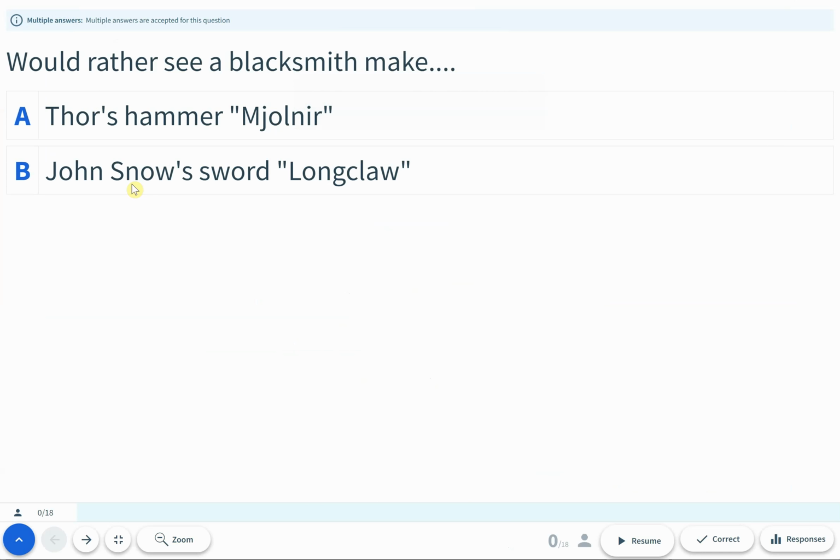We're going to go through our learning objectives, but first, the most important question of the day is, would you rather learn about deformation mechanisms by watching Thor's hammer Mjolnir get made or Jon Snow's sword Longclaw? So get your answers in. There's no correct answer here. Well, there's a correct answer, but I will give you credit either way.